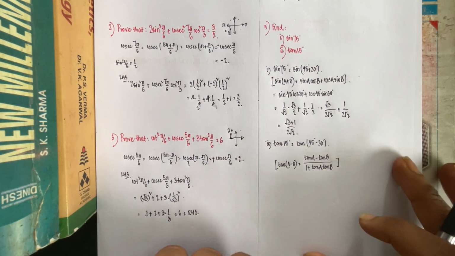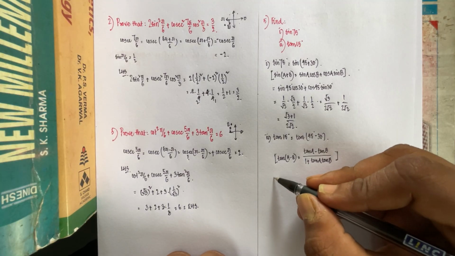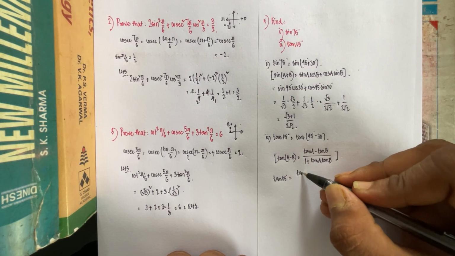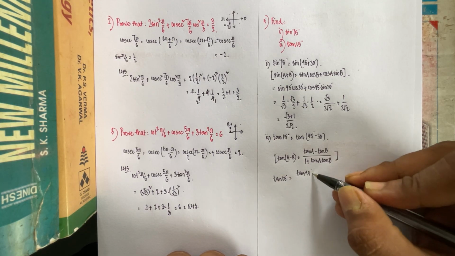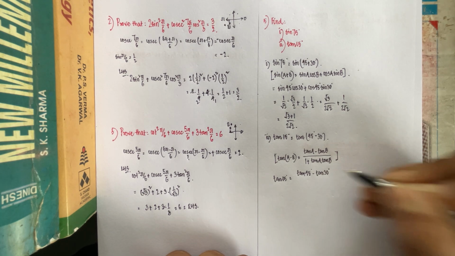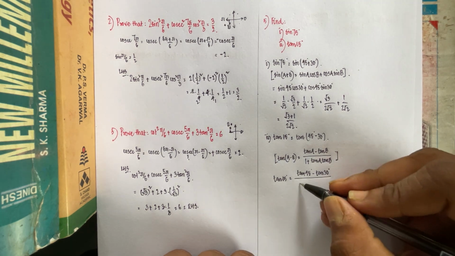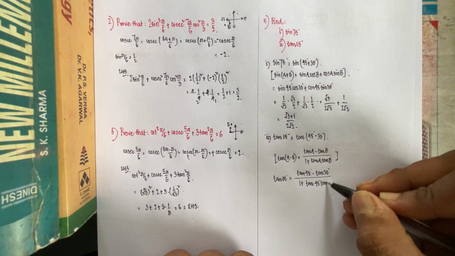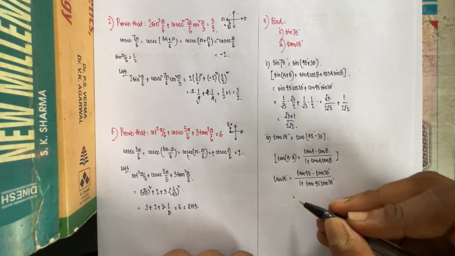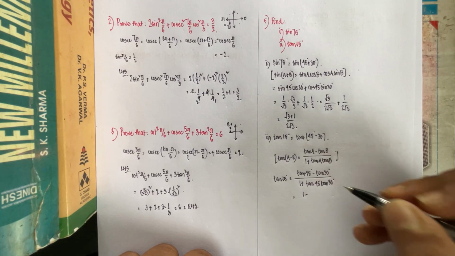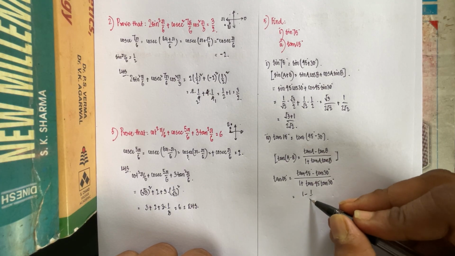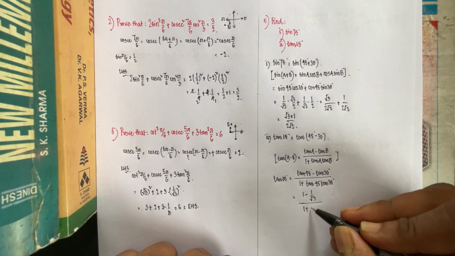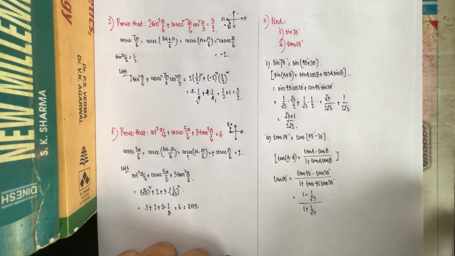So let us put the same identity here in this case, and what we will get? We will get tan 15 degree equals tan 45 minus tan 30 whole divided by 1 plus tan 45 into tan 30. So the value of tan 45 is 1. Value of tan 30 is 1 by root 3, divided by 1 plus 1 into 1 by root 3, that is 1 by root 3.